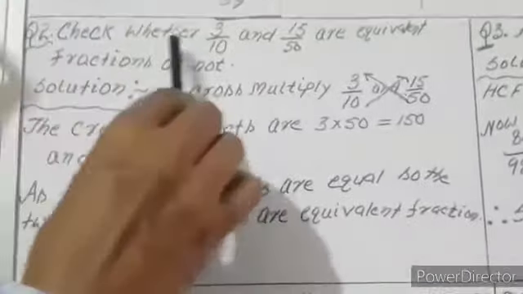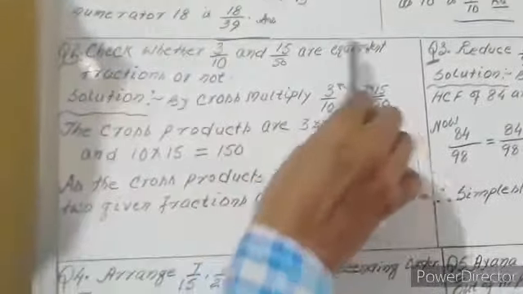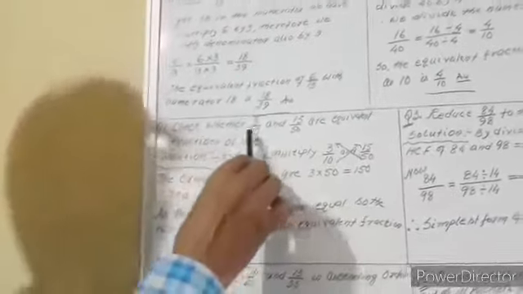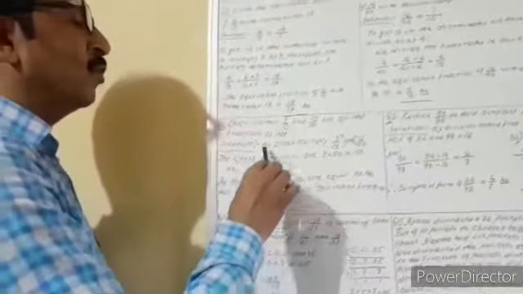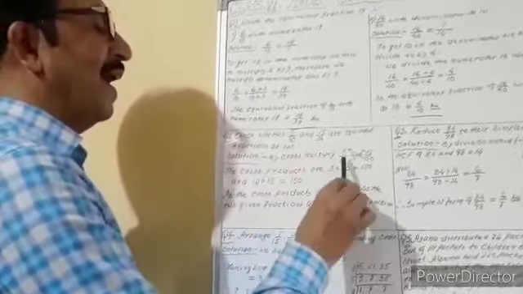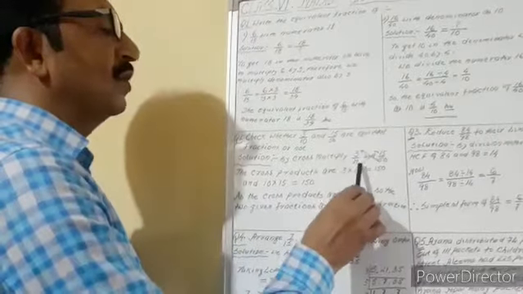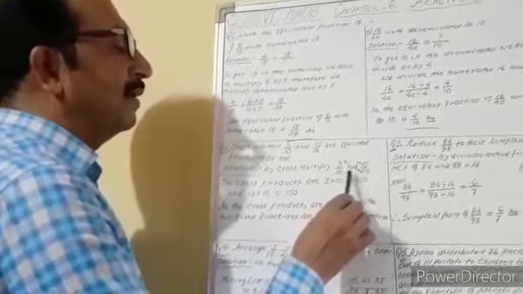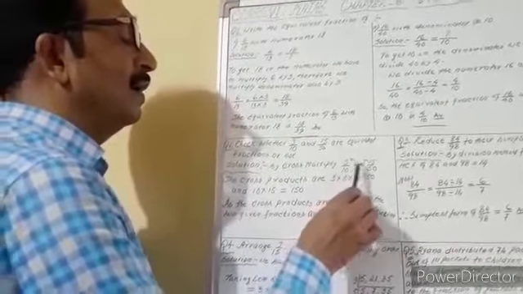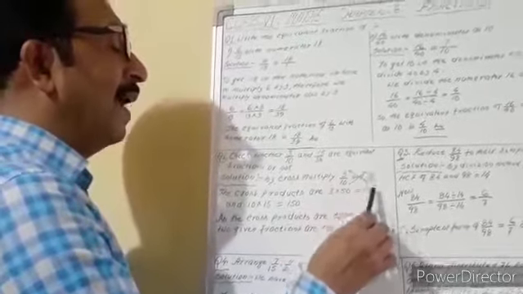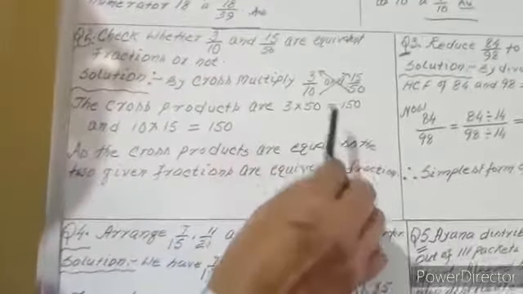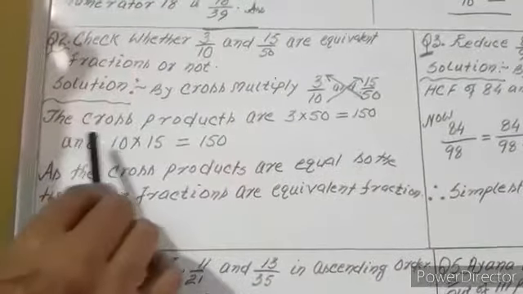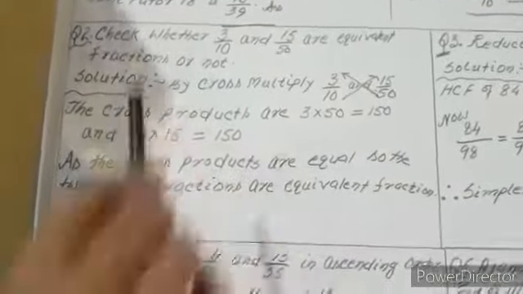Moving on to another question which is there in your book. Check whether 3 upon 10 and 15 upon 50 are equivalent fractions or not. In order to determine whether they are equivalent or not, we take the help of cross multiplication. By cross multiplication you multiply the denominators with the numerators crosswise. So 15 into 10 and 3 into 50. The cross products: 3 into 50 is 150, and 10 into 15 is 150.